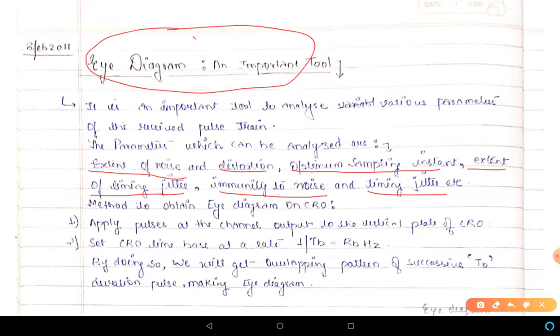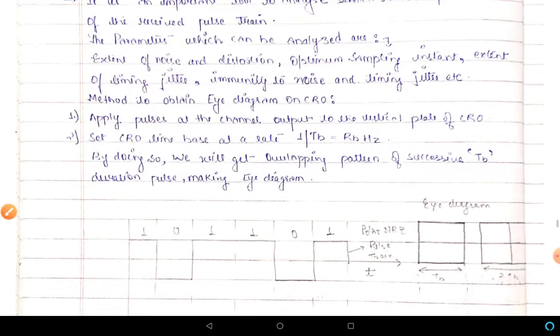It is to be noted that the eye diagram is not a diagram of a biological eye, rather it is a pattern which is obtained in a CRO. So how to obtain that pattern in a CRO, and what does it tell about different parameters? That is something we are going to discuss here.